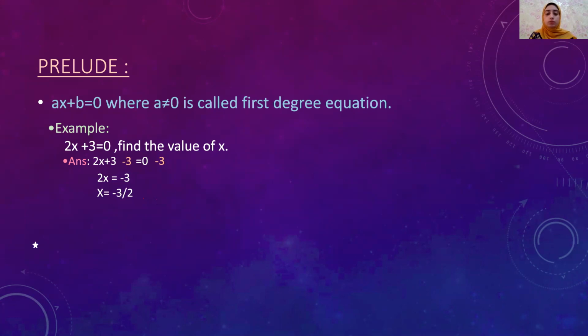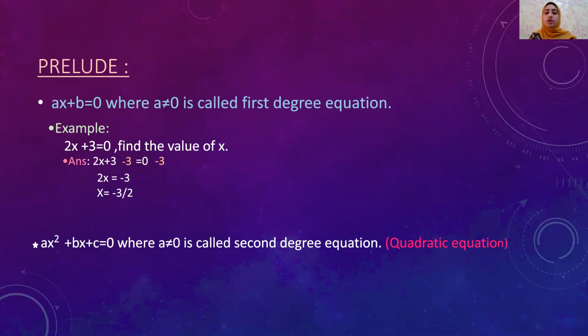Now, we talk about an equation of second degree. It is called the quadratic equation, which is ax power 2 plus bx plus c equals 0. Now, I want you to remember how we know to solve the quadratic equation.